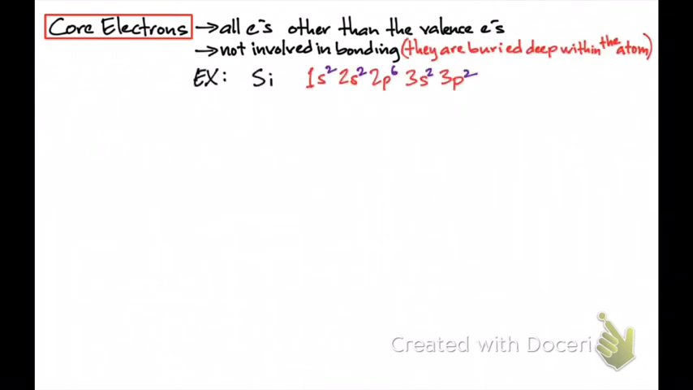Here's an example. We have silicon. When you look at the periodic table, silicon is in group 4, and so silicon has a total of 4 valence electrons. Silicon has a total of 14 electrons, and 4 of them are valence electrons. That means silicon has a total of 10 core electrons, which is basically the remaining number of electrons. If you have 14 total, and 4 of them are valence electrons, then 14 minus 4 equals 10 core electrons.